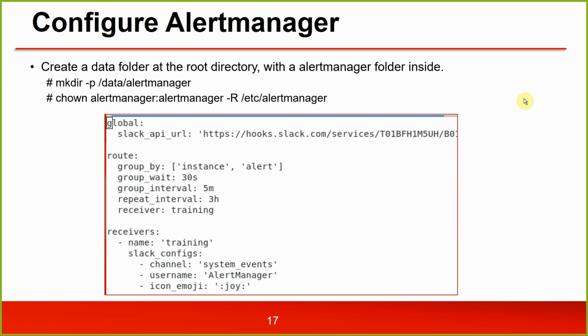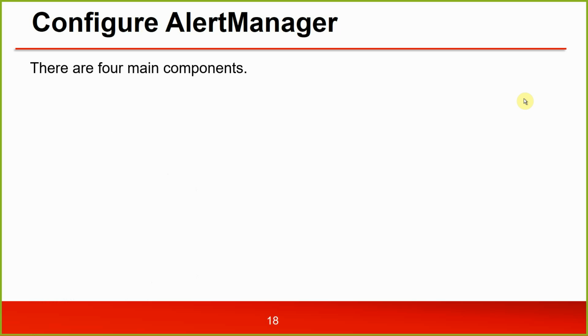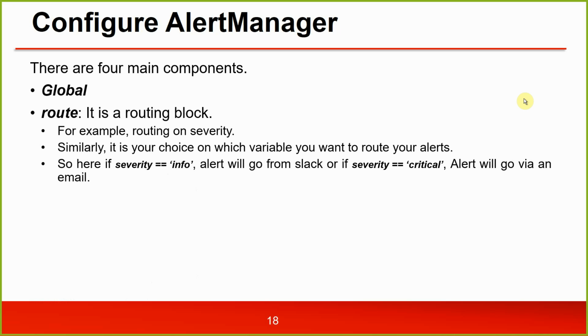So create a data folder at the root directory with the alertmanager folder inside and change the ownership. You have seen this during the demonstration. These are the four main components of this file. One was global. We are going inside that file now, the alertmanager.yml. So one was global, second was route. Global is self-explanatory. Second was route, which is the most important.